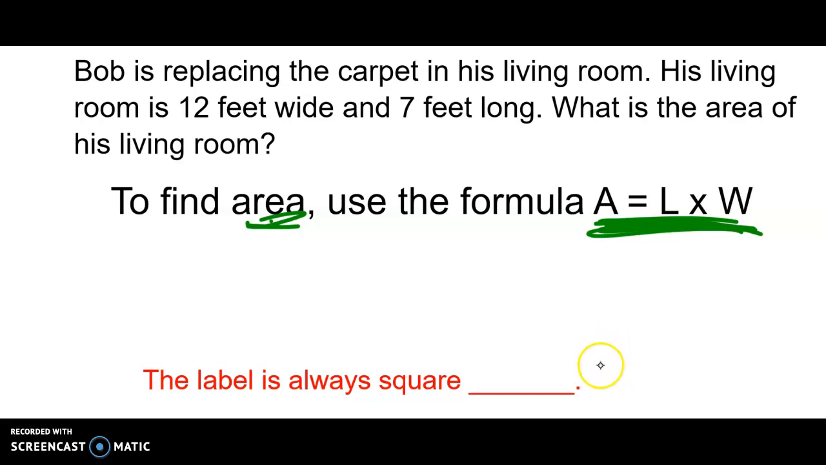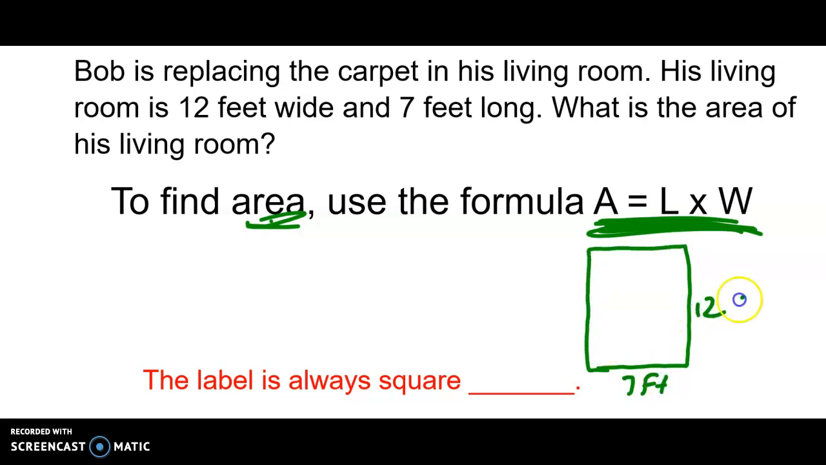So in this case, Bob's living room is 7 feet long. Sorry, let me erase a little bit of that. That was a little bit too long to be 7 feet. Okay, it's 7 feet long and it's 12 feet high. So that's the living room right there, 7 feet and 12 feet, okay?